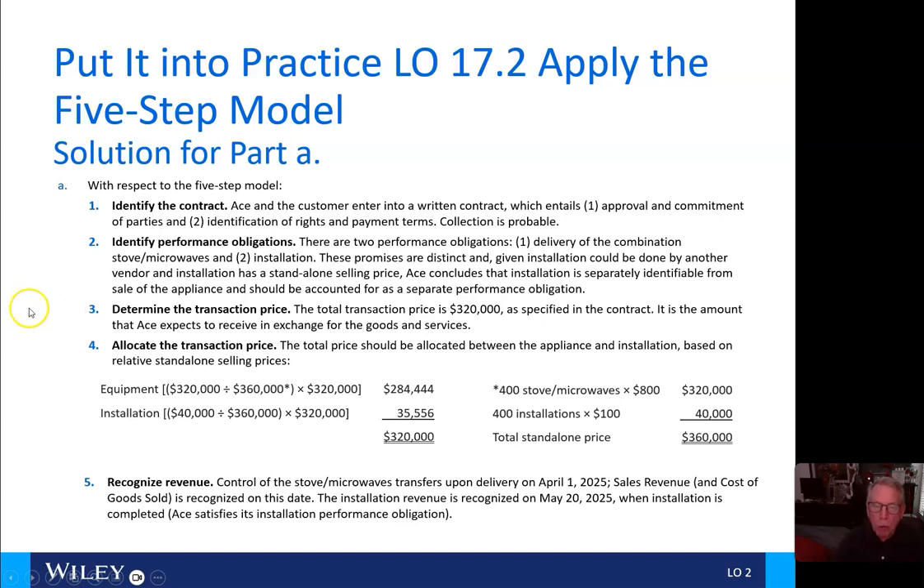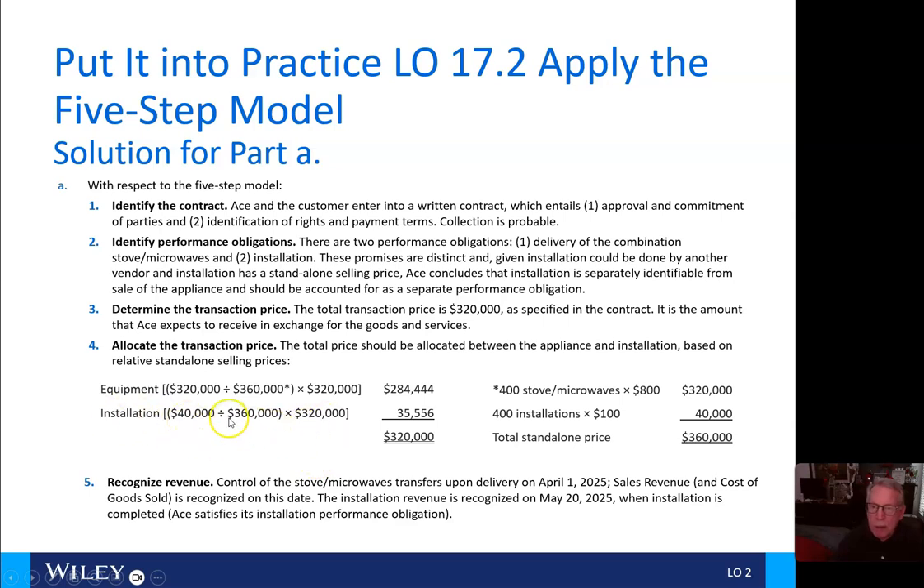Number 3, we're going to determine the transaction price. The total transaction price is $320,000 as specified in the contract. It is the amount that Ace expects to receive in exchange for the goods and services. Number 4, we need to allocate that transaction price between the appliance and the installation. And we'll do that based on standalone selling prices.